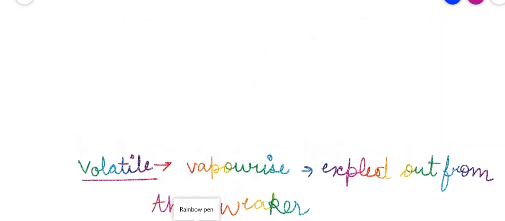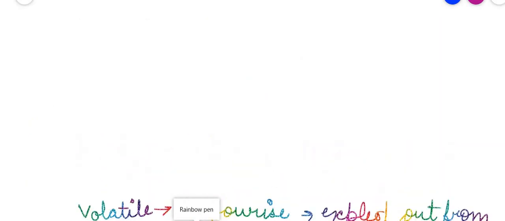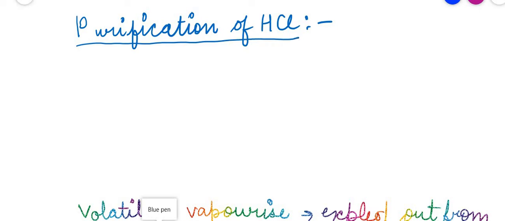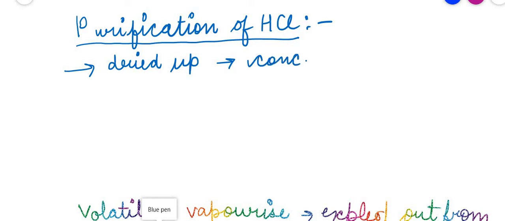Okay, now the next part is what method you use for the purification of HCl gas. Impurities are present along with the HCl gas, so how are you going to remove them? It is dried. The very first thing is that this HCl is dried by passing it over concentrated H2SO4 in your flask or jar, then it will be dried up.